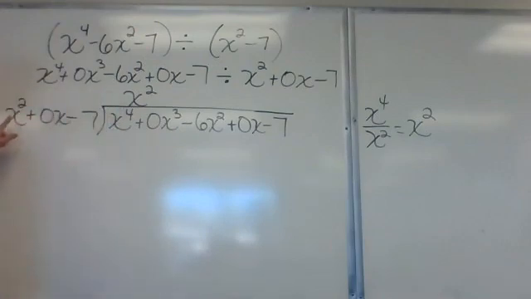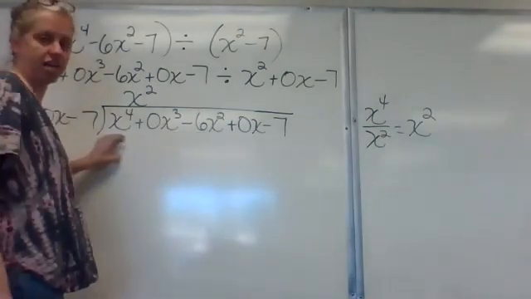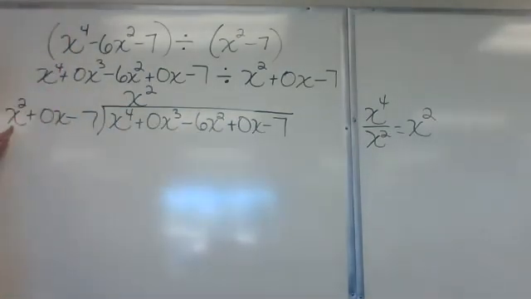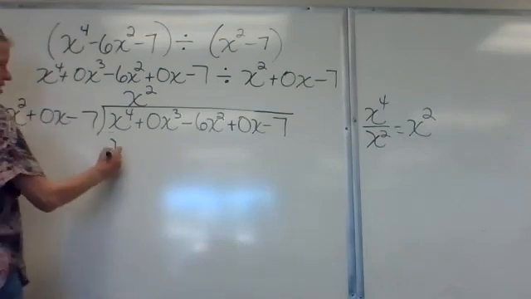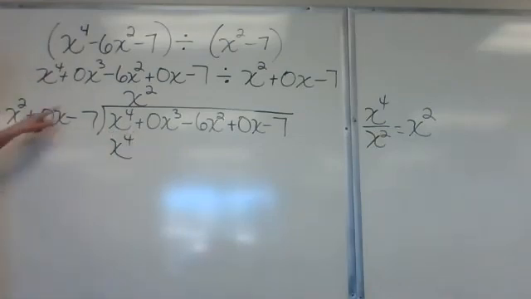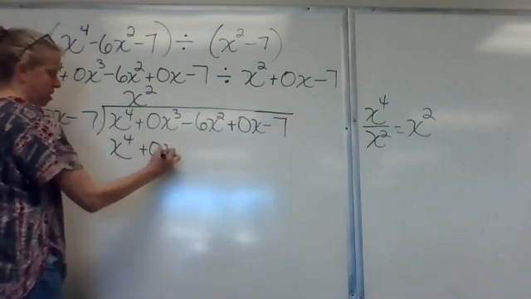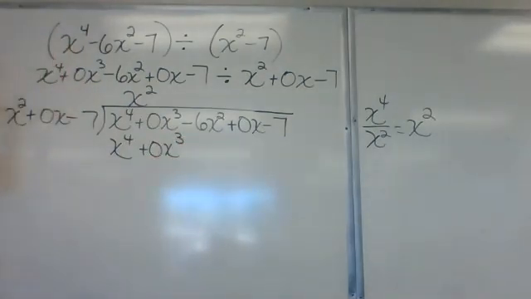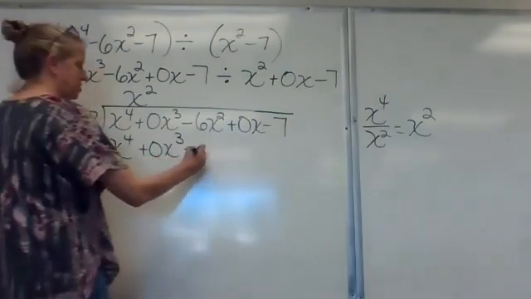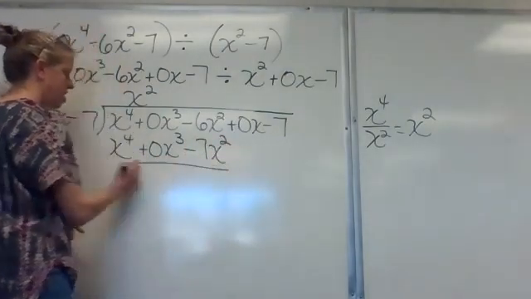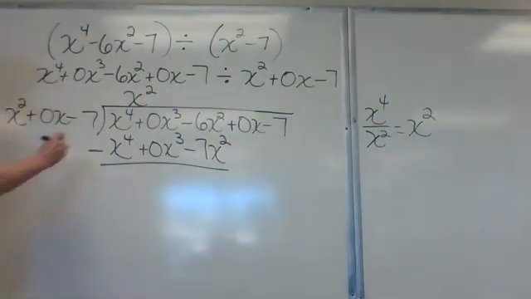And what do you do with that? I'm going to multiply it by all of these and put all of them down here. So let's see, x squared times x squared gives me x to the 4th. X squared times 0x, that's going to give me 0x cubed. And then the last one, x squared times -7 gives me -7x squared, and then I'm going to subtract this.